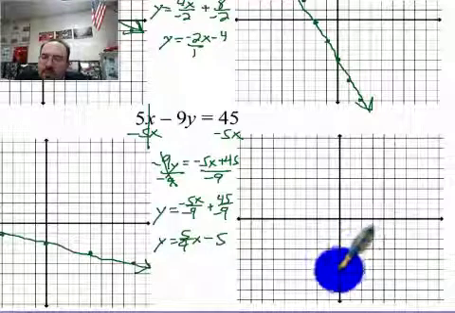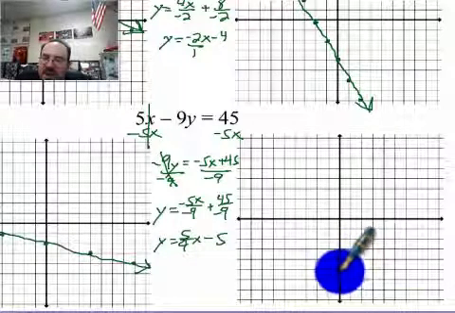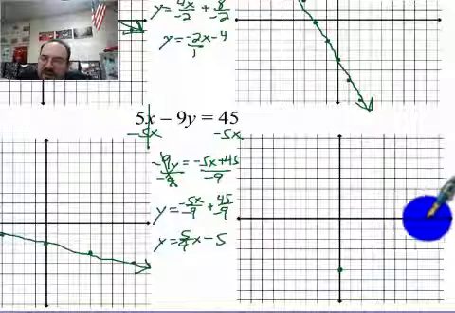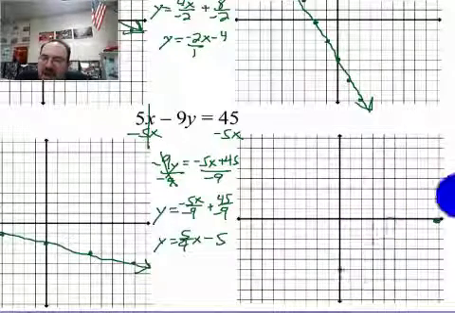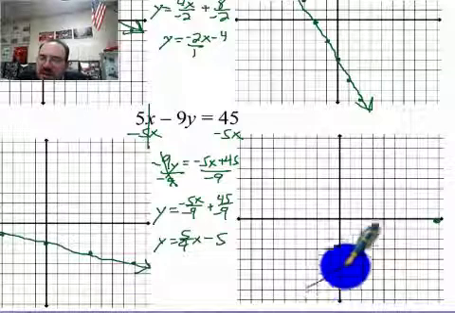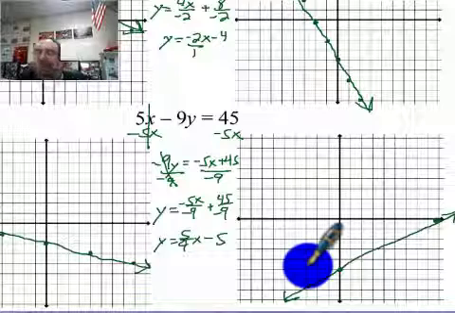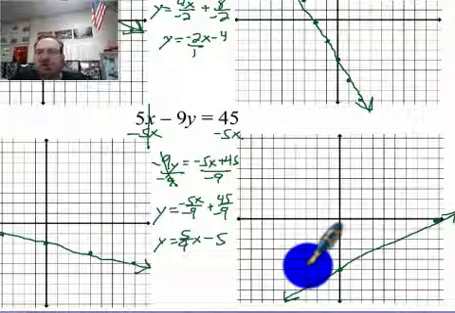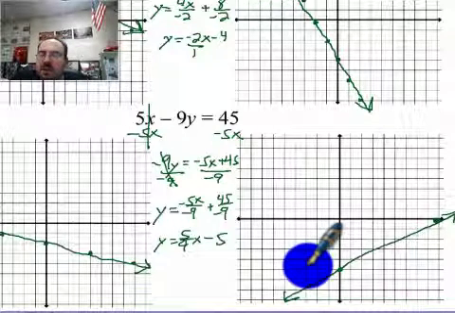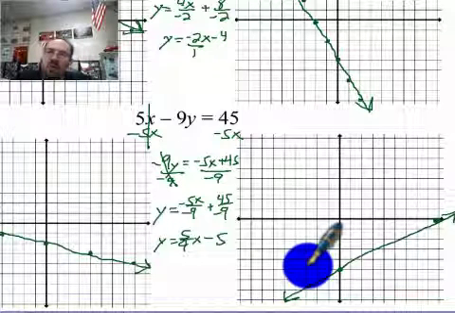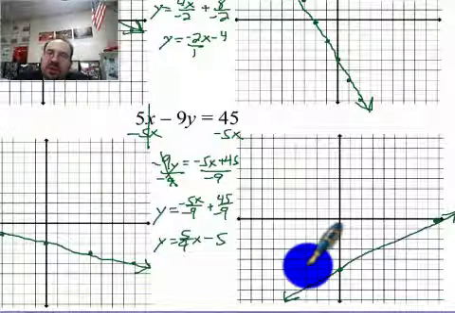So I'm going to start at negative 5, and I'm going to go up 5, right 9. So 4, 5, 6, 7, 8, 9. And I don't really have room to do that a second time, so hopefully I counted well the first time. And there is my graph. So solve for y, start at the y-intercept, and then move up and over or move down and over depending on whether you have a negative slope.